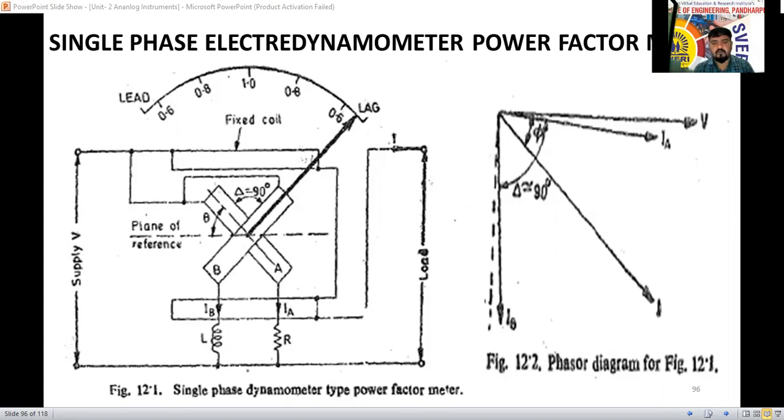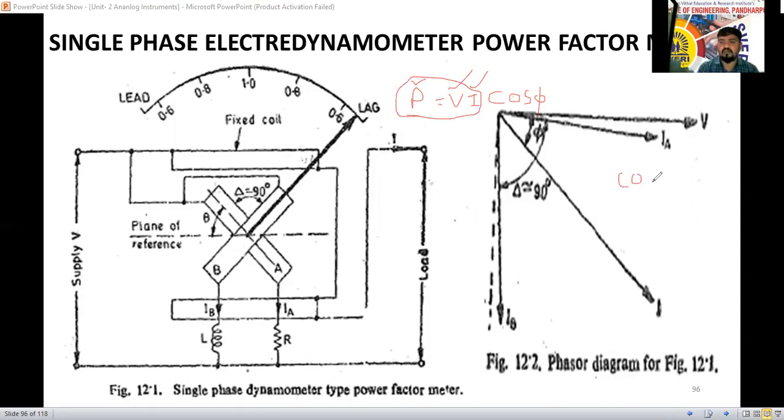So we know that P equal to VI cos phi, the formula of power for AC circuits. In this formula, to measure P we use a wattmeter, to measure the voltage we use the voltmeter, and to measure the current we use the ammeter. If we have all these instruments, we can measure cos phi by calculating.